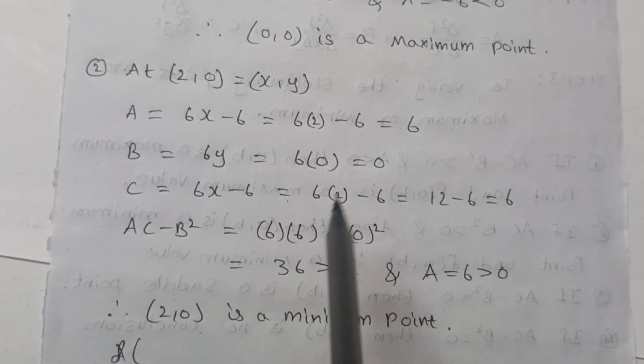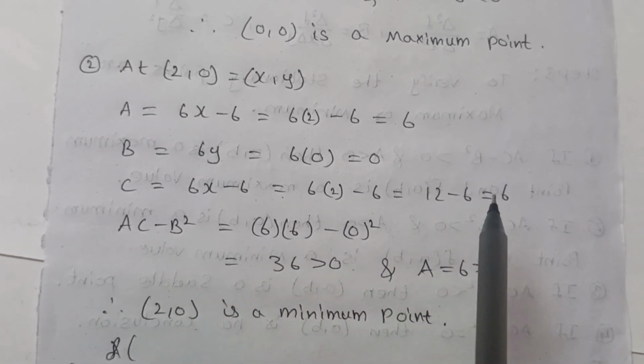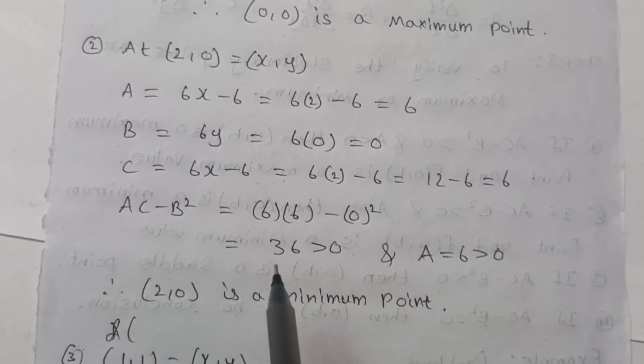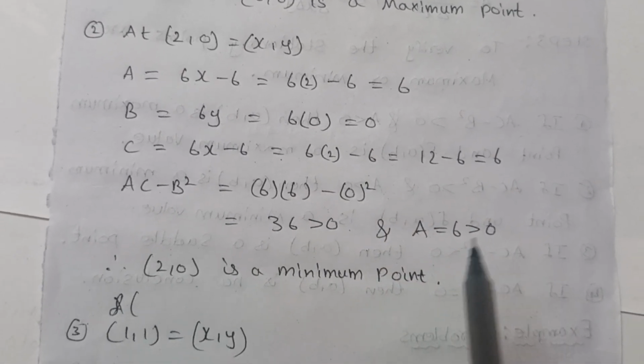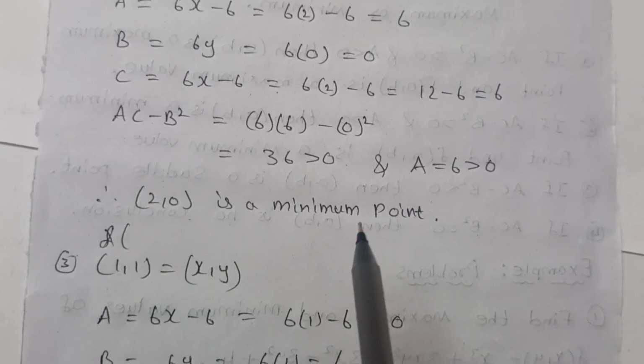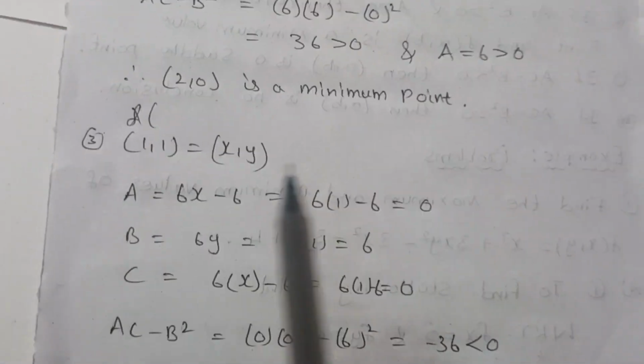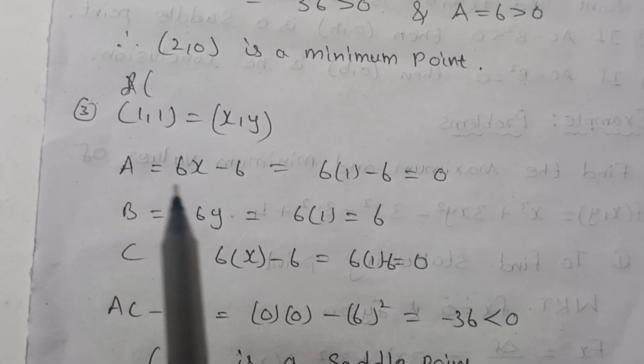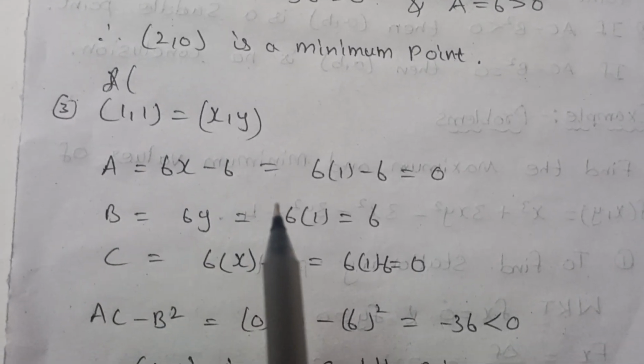AC minus B square, placing ABC values in it, is 6 into 6 minus 0 whole square. So 6 into 6 is 36. It is greater than 0. A equal to 6, so it is also greater than 0. So if AC minus B square is greater than 0 and A is greater than 0, it is a minimum point. So it is a minimum point.